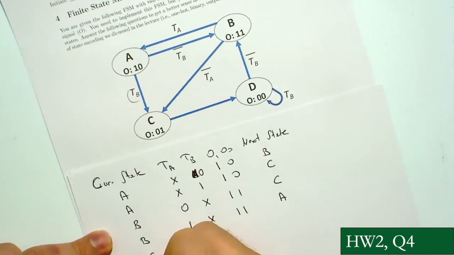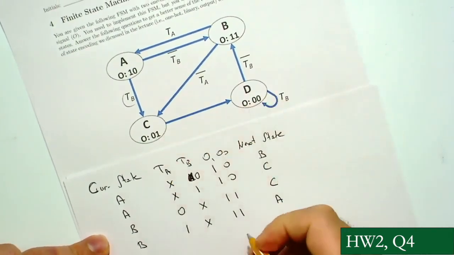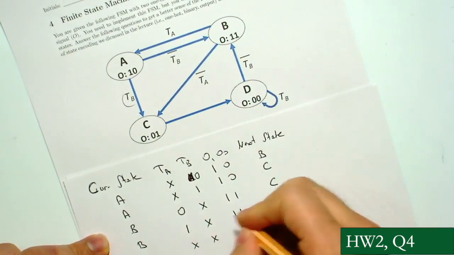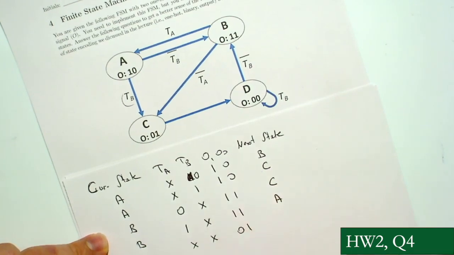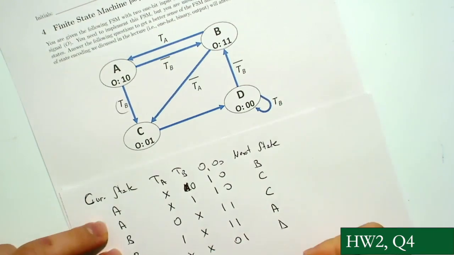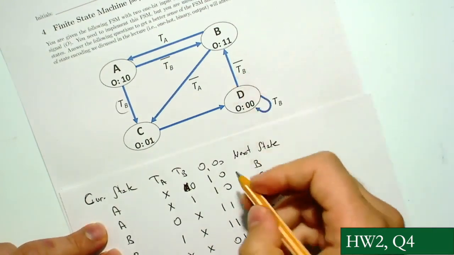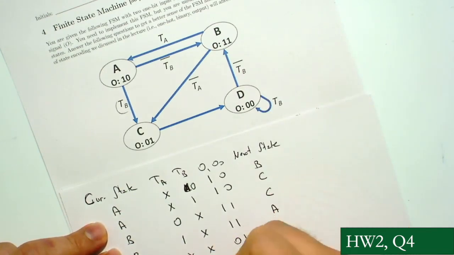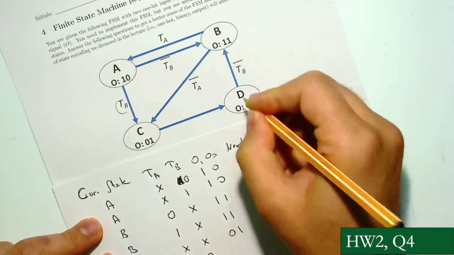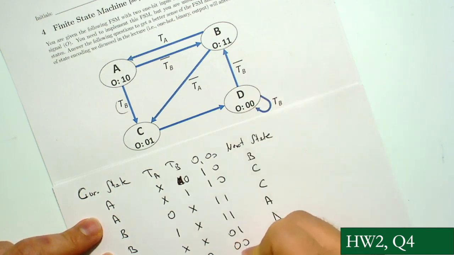For C, no matter what, I'll visit D, so these TAs and TBs are don't cares, and the output will be 0, 1, and the next state will be D. For D, if I have 0 for TB and don't care for TA, then this means that I'll visit B. And if I have 1 when I'm in D, then this means that I'll visit D again, and the output will be 0, 0, and 0, 0.